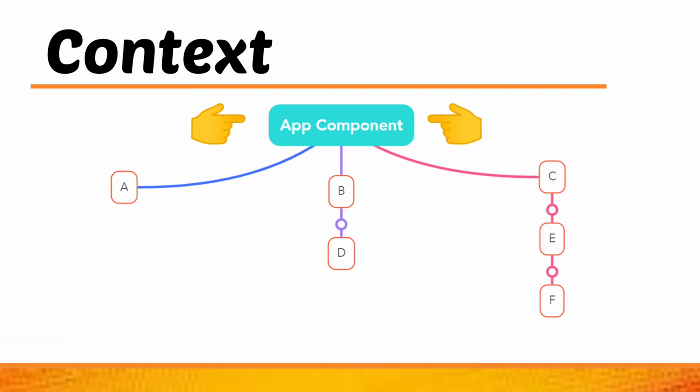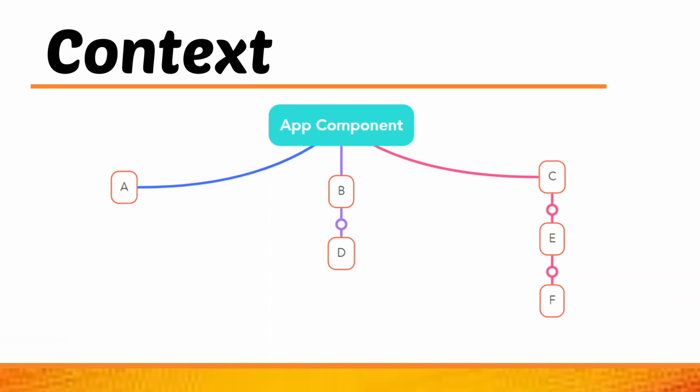We have app component, which is the root component. Nested within the app component at different levels are several other components. At the first level we have components A, B and C. Nested within component B is component D, and nested within component C is component E. And component F is nested inside component E. So we have 3 levels in total.